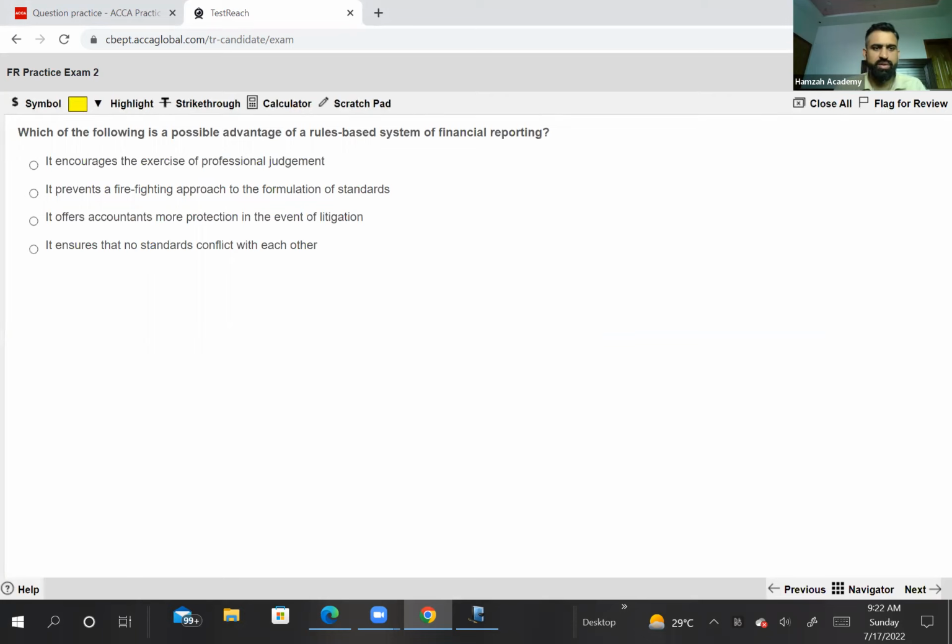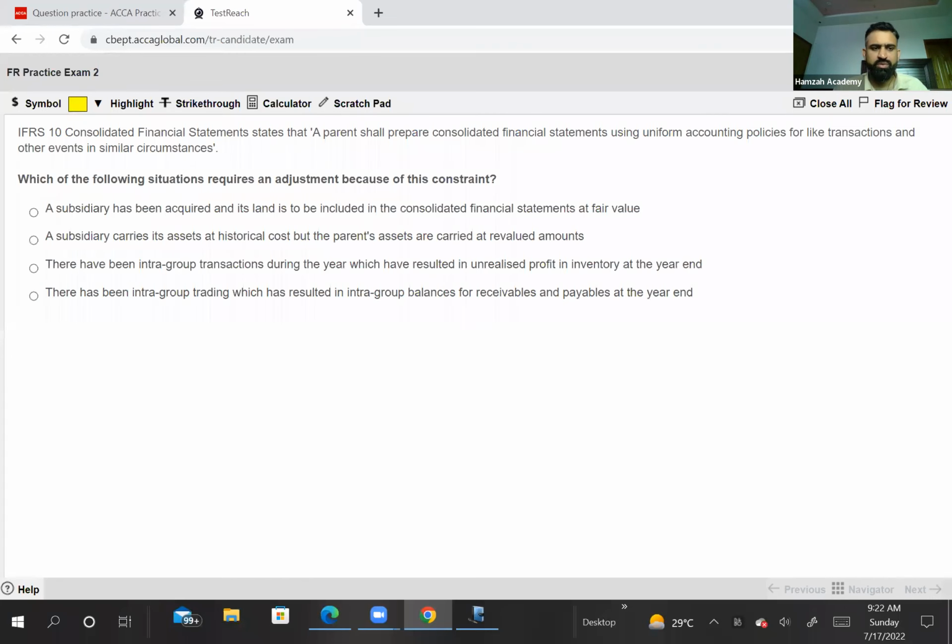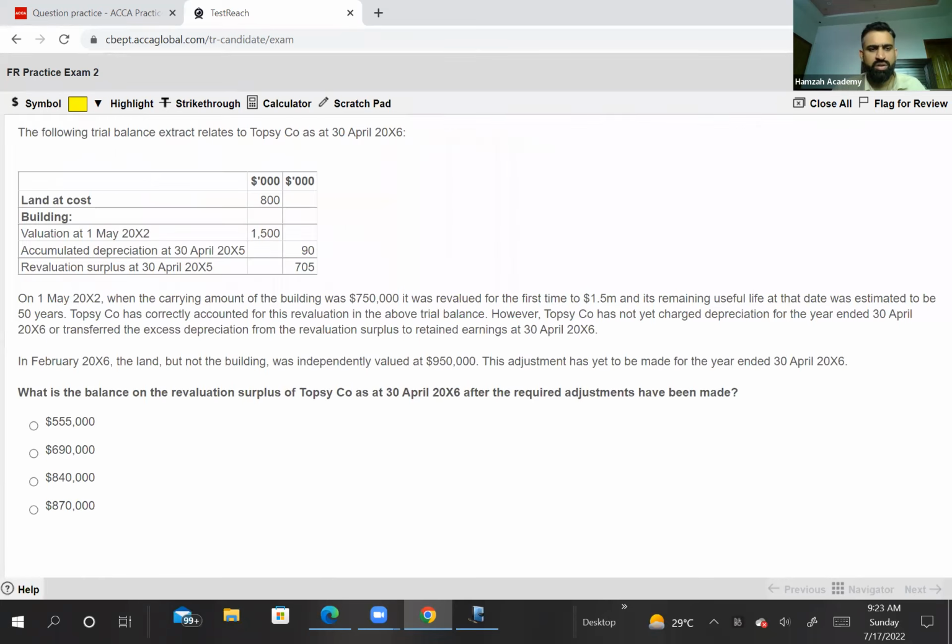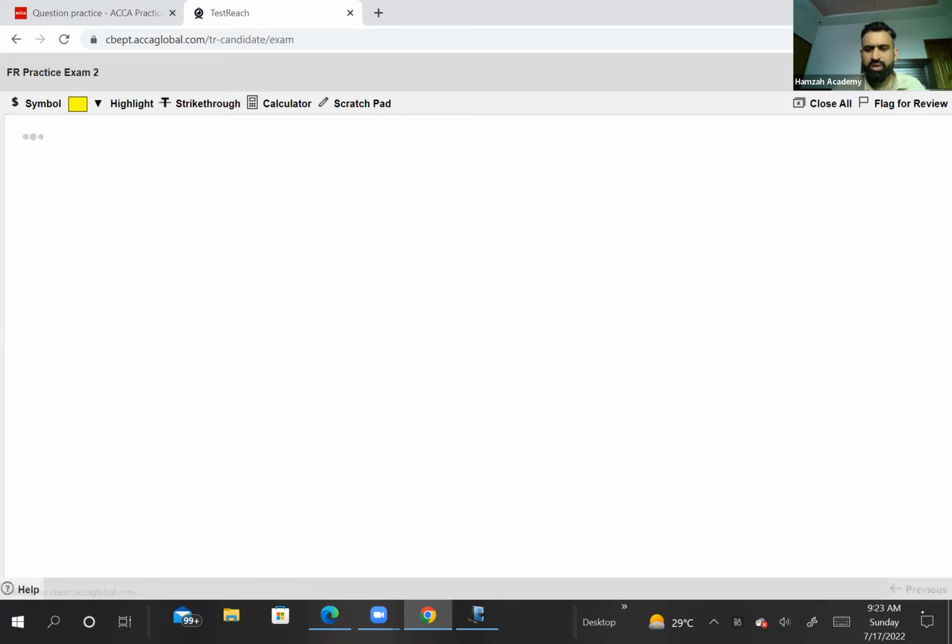You are simply looking at: which of the following is a possible advantage of a rule-based system of financial reporting? You have to choose the right one. So you will just click the option and you will move on. Which of the following should require adjustment because of this constraint? I'm not going into right or wrong answers, but I'm just telling you, you will choose your desired answer and move on. Again, you have another OT question. You will choose the right answer, and you will move on.